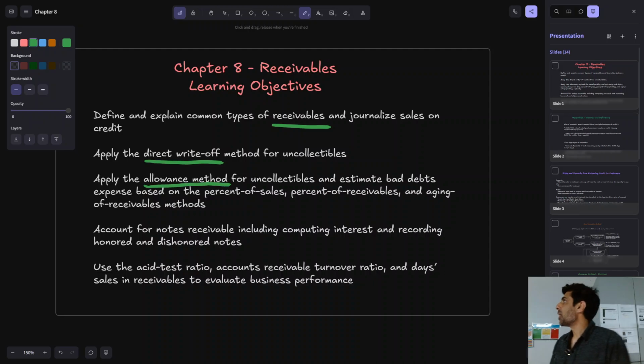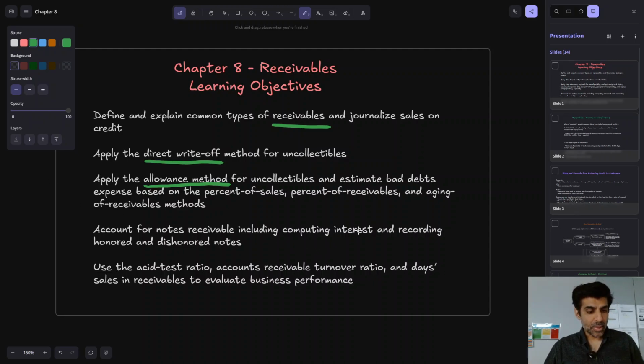So we're going to talk about the difference between these two and how they're related to this idea of bad debts, meaning you've extended credit to your customer. You've provided them services or sold them something, and they owe you money, but they don't pay you back. How do you account for that? And there's two different ways to do it. Two different broad methods, and we'll talk about both of those.